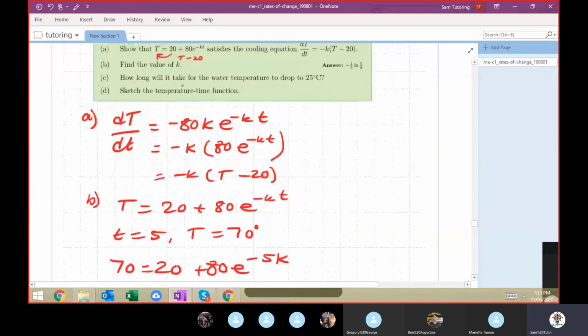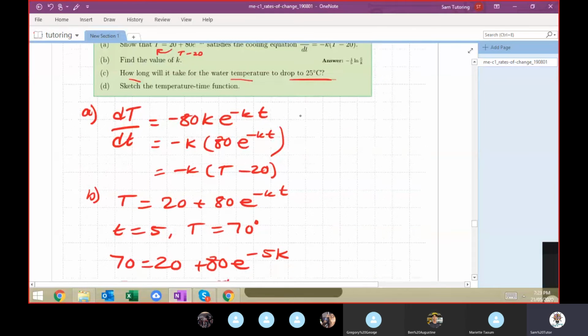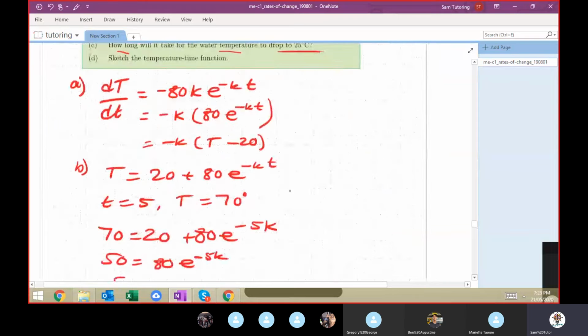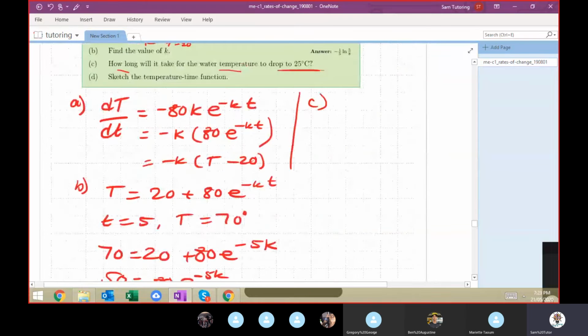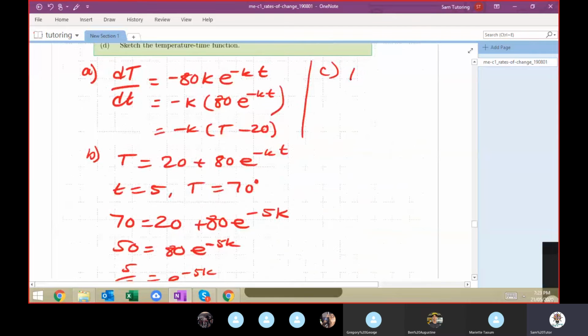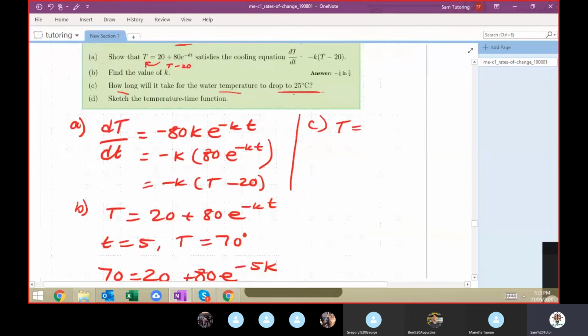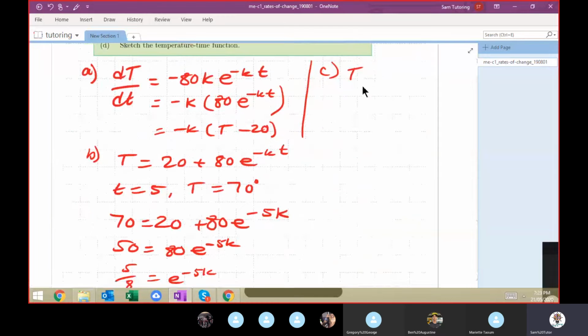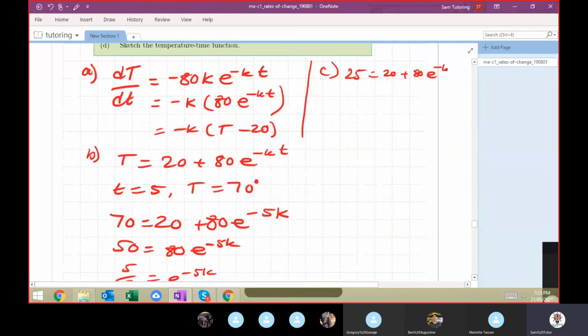Let's try C. How long will it take for the water temperature to drop to 25? So you're trying to find time for the water temperature to be 25. So the capital T is 25. 25 equals 20 plus 80e^(-kt). You're going to find time. See how you're just doing the same question again and again. Once you start realizing it's the same question, it gets pretty easy.